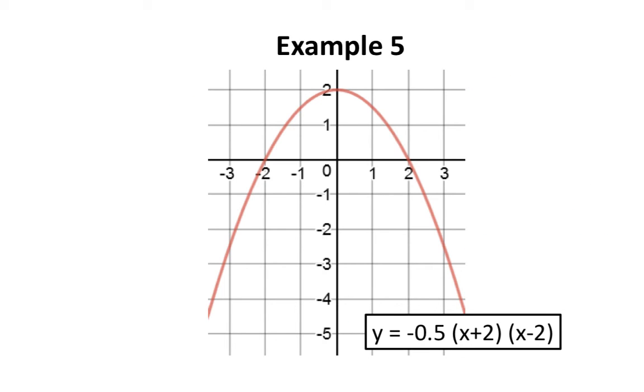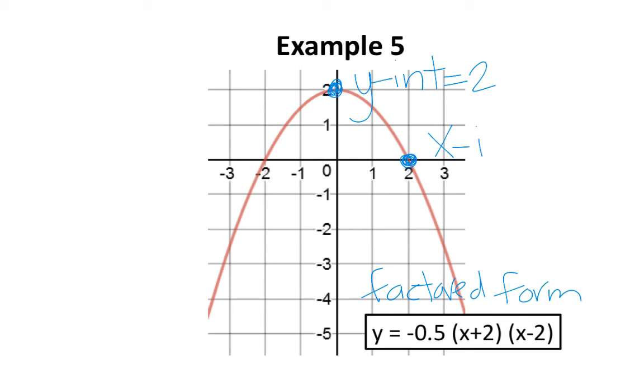In our last example, we've been given a quadratic relation as well as its equation. If you recall, this equation is in factored form. The giveaway here is that there are two sets of brackets. Next, we're going to identify the y-intercept, which is right over here, and the y-intercept is positive 2. Next, we're going to look at the x-intercepts. The x-intercepts here are positive 2, as well as negative 2.